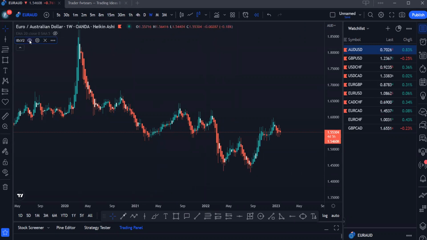So I use inside bar as well to figure out some points of interest when I'm trying to identify a supply or demand, but you don't have to do all of that. So just ignore it. I'll just remove it.